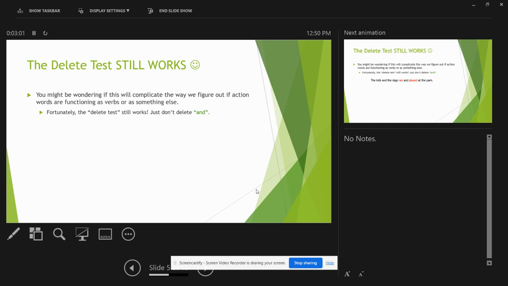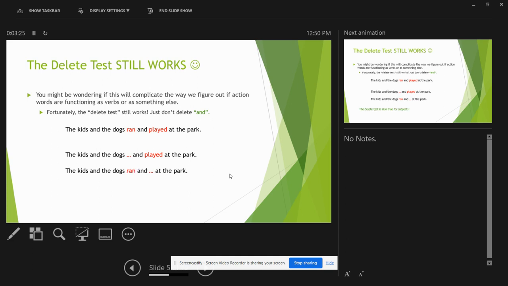The delete test still works. Okay, you might be wondering if this will complicate the way we figure out if action words are functioning as verbs or as something else. Fortunately, the delete test still works, just don't delete the conjunction and. The kids and the dogs ran and played at the park. Okay, if I delete either one of those verbs, the whole sentence falls apart. The kids and the dogs and played at the park. Nope, doesn't work. The kids and the dogs ran and at the park. Doesn't work. What this is showing us is that both ran and played are main verbs. The sentence depends on both of them. Okay, so that's how we know that they are both main verbs.